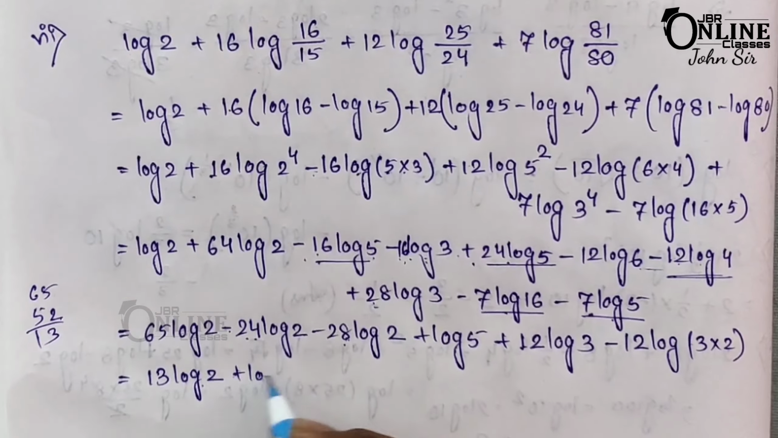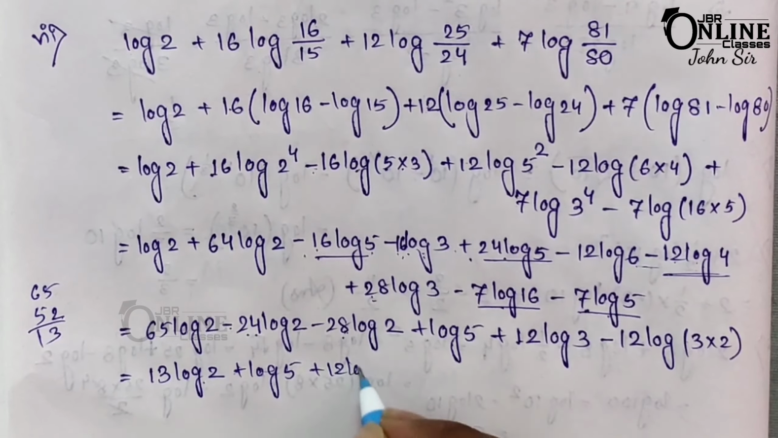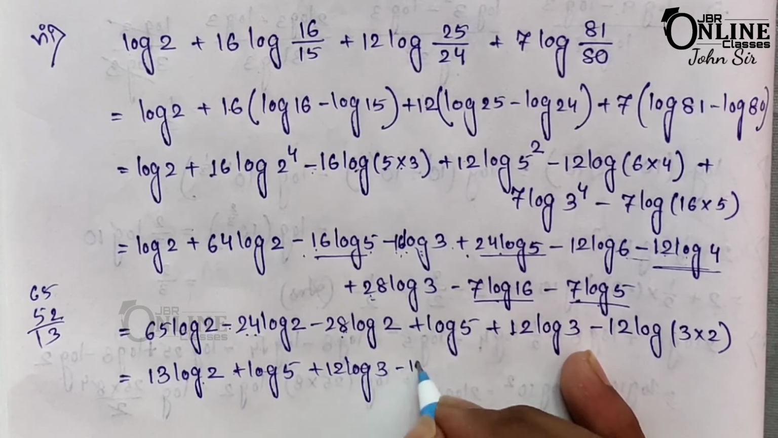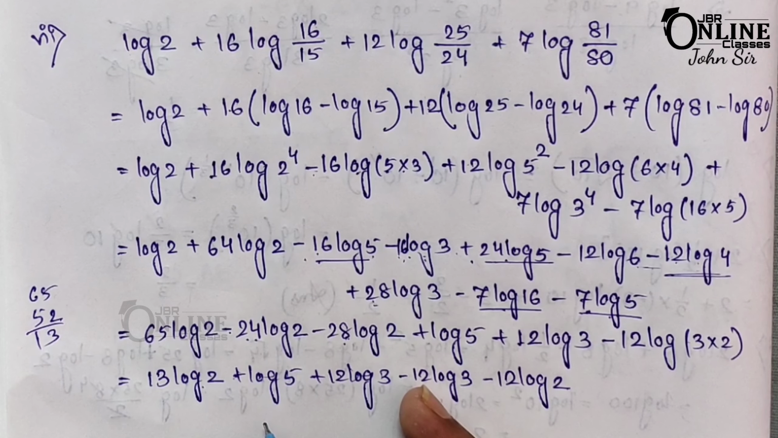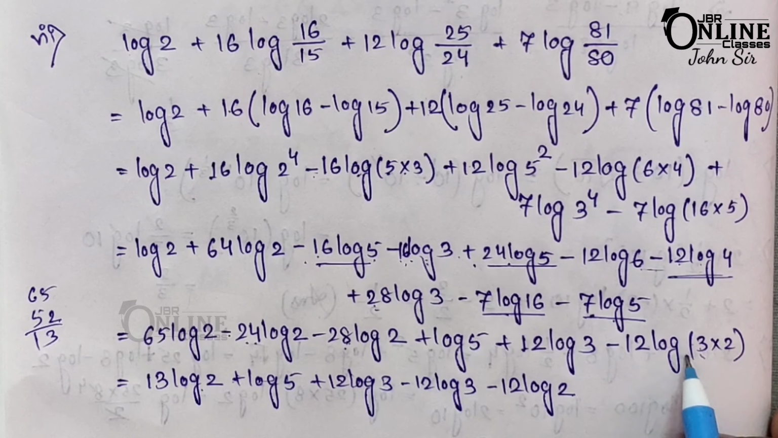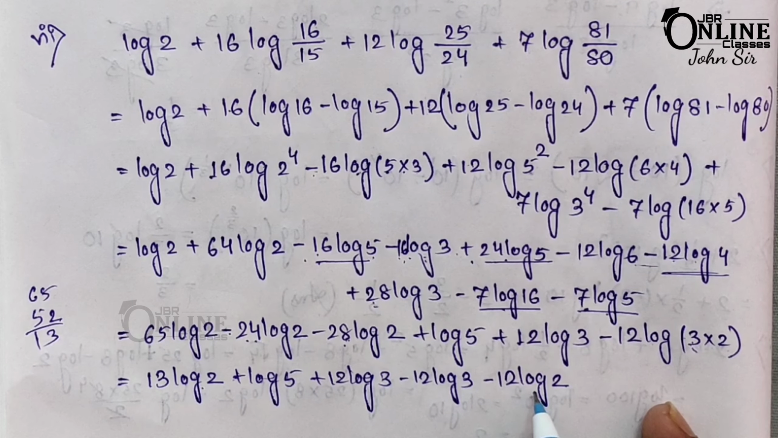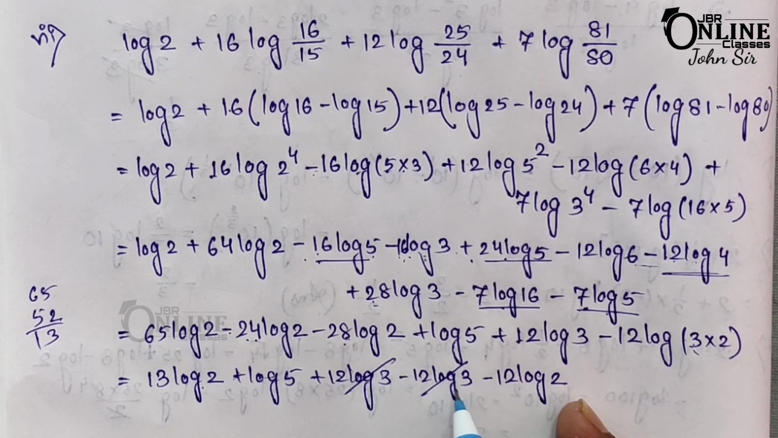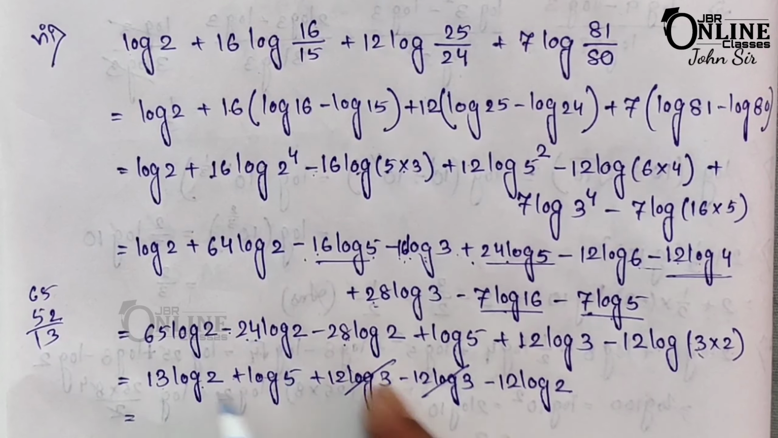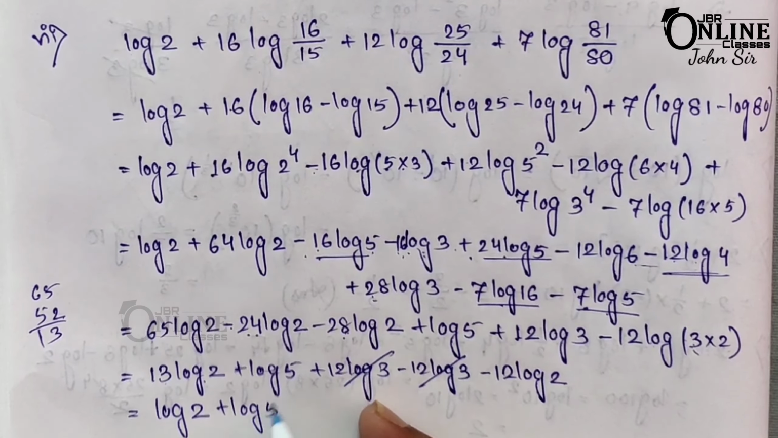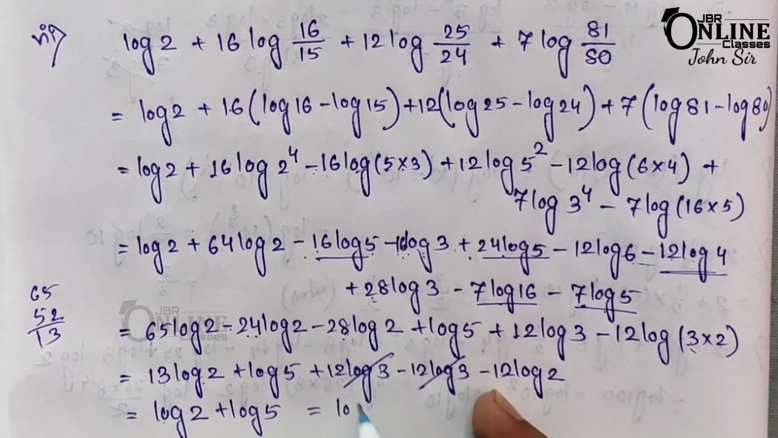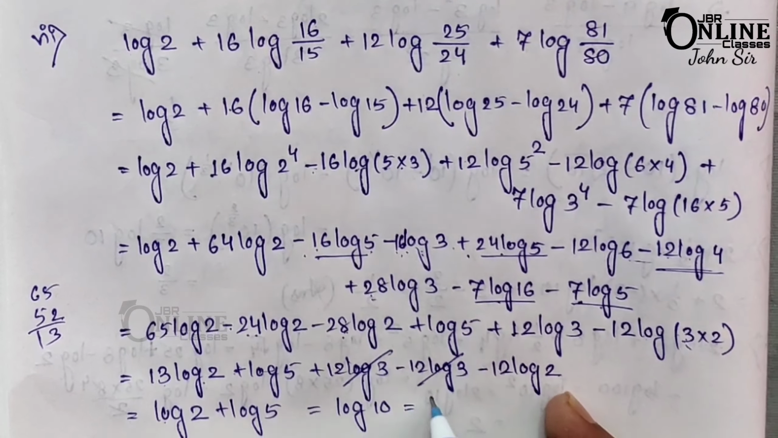And here plus log 5. Then 12 log 3, and here minus 12 log 3. Then minus 12 log 2. As here log a into b means log a plus log b, so log 3 plus log 2, but as here minus, it will be minus 12 log 3 minus 12 log 2. Now 12 log 3 and 12 log 3 will cancel out. So 13 log 2 minus 12 log 2 will be only 1 log 2, and then plus log 5. So log 2 plus log 5 means log of 2 into 5, it's 10, and that equals 1.